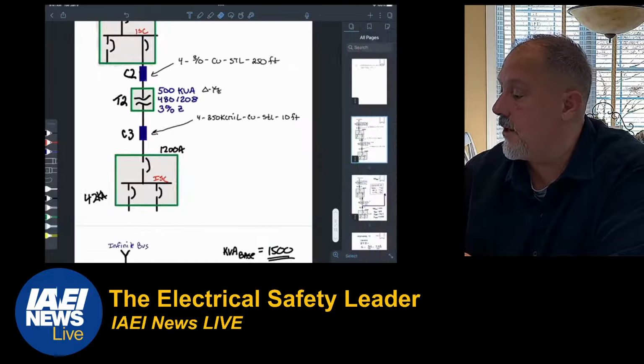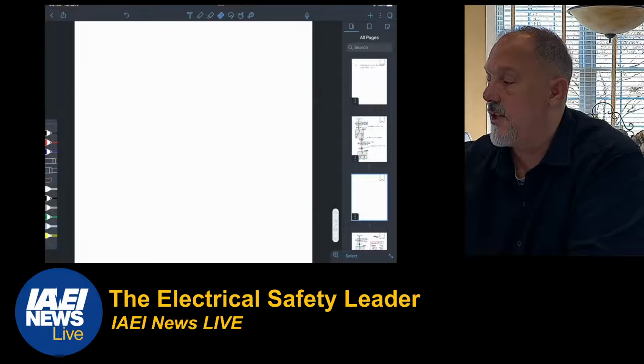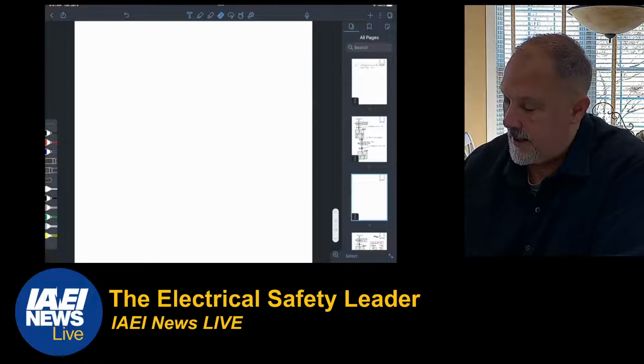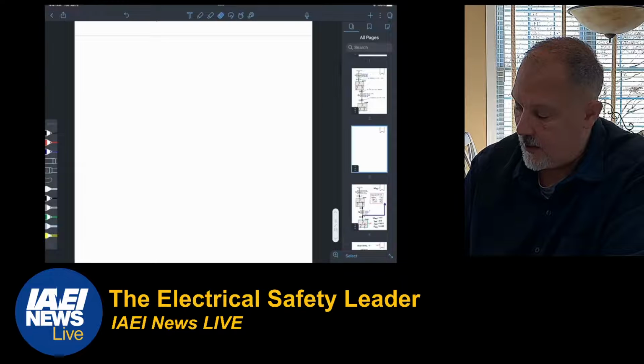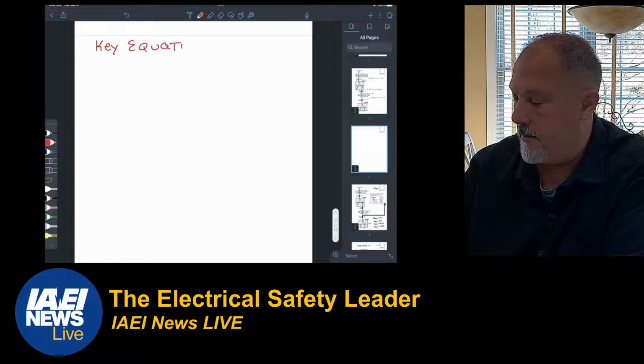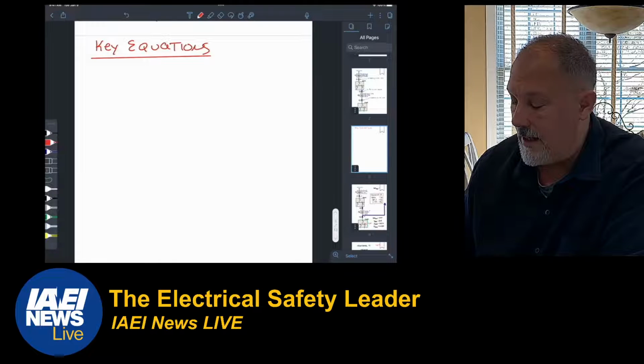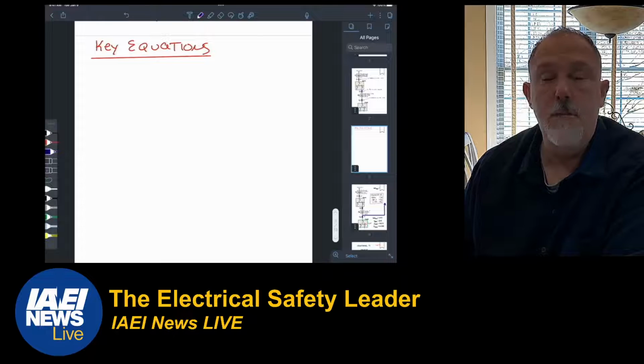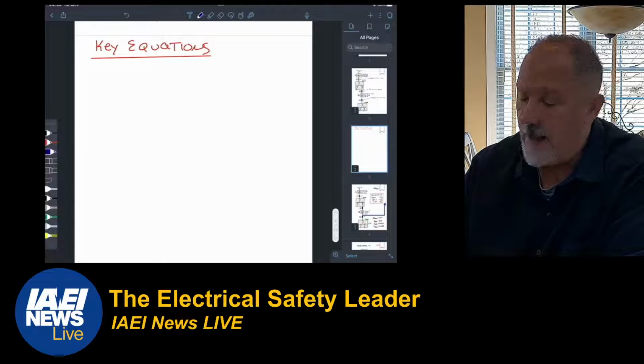Let's do our equations. Add a page. Let's talk key equations. All right. Now the first thing we need, I'm going to do it in blue, we need our complex variables.